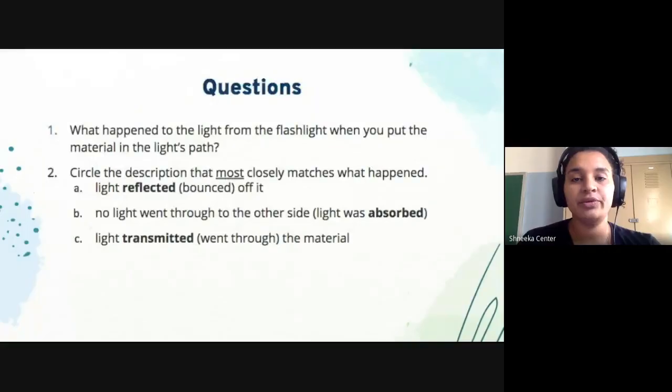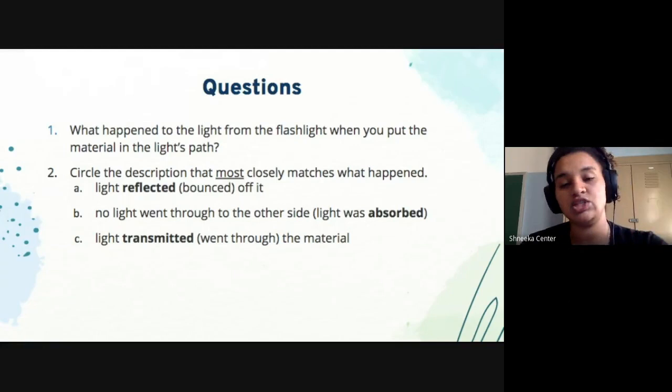So as we go through this demo, we're going to answer 2 different questions. So what happens to the light from the flashlight when you put the material in the light's path? Circle the description that most closely matches what happened. The light bounced off of it, no light went through to the other side, or light went through the material. And these vocabulary words, reflected, just bounced off, no light went through the other side means absorbed, or light transmitted, which means went through. So we'll learn more about these vocabulary words as we do this demo.